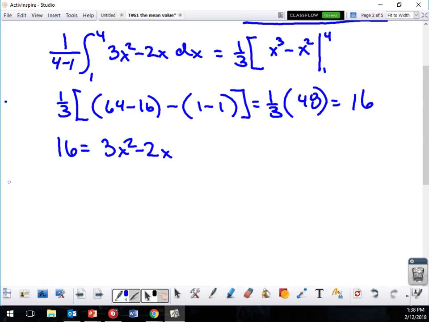Values have to be inside the interval? Yes, values have to be within that interval. And so let's take a look. So now first thing, I'm going to set it equal to 0. If I set it equal to 0, what do I get? So subtract it.